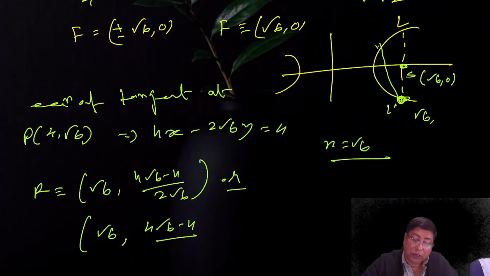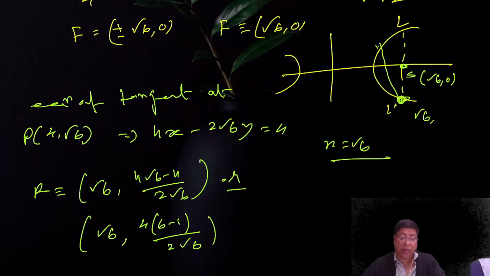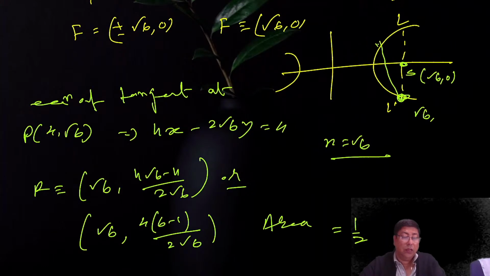If we take 4 common, let's do it. If we take 4 common for our calculation, it will be better for us. 2 root 6, and we take 2 common and cancel. So area equal to half base into altitude. Base into altitude is what? This is the point.